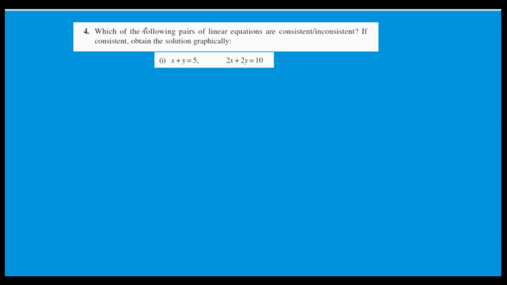Fourth question: which of the following pairs of linear equations are consistent or inconsistent? If consistent, obtain the solution graphically. So we have to solve this pair of linear equations graphically. Before that, we have to find out whether the lines are consistent or inconsistent. To prove that, we have to compare the ratios, a1 by a2, b1 by b2 and c1 by c2, as I already discussed in the previous problem.